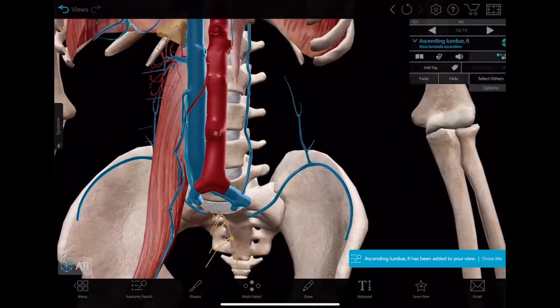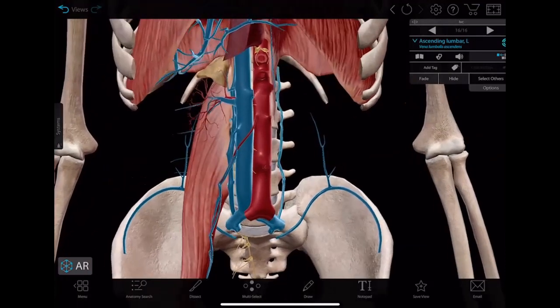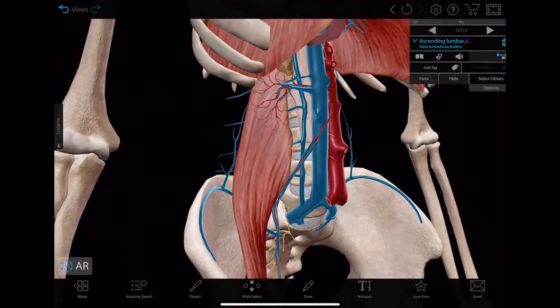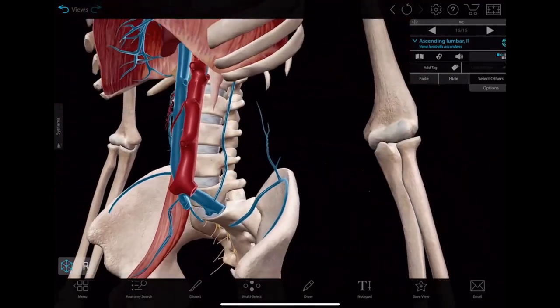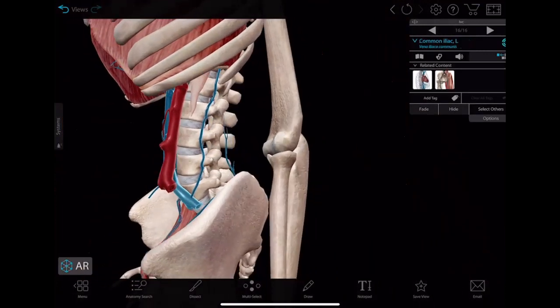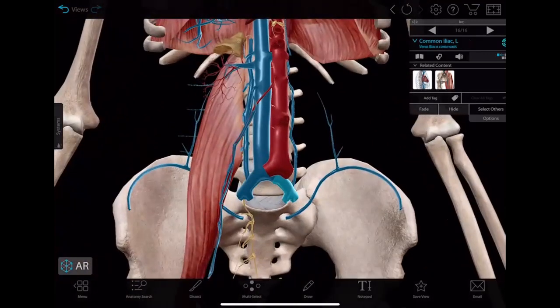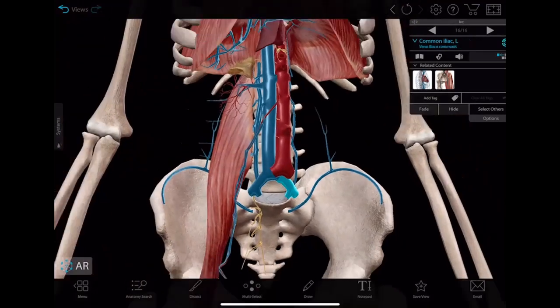So you see, this is the ascending lumbar vein, right? That is the left side, and here it is the right side. The ascending lumbar is long and slender, connecting to the common iliac, and to the lumbar and iliolumbar veins.